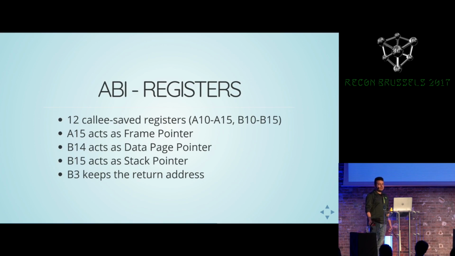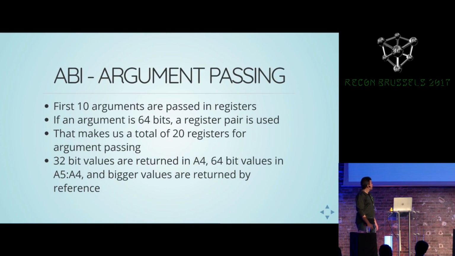There are 12 call save registers, some special registers. As I said before, B3 keeps the return address. You can pass the first 10 arguments in registers.